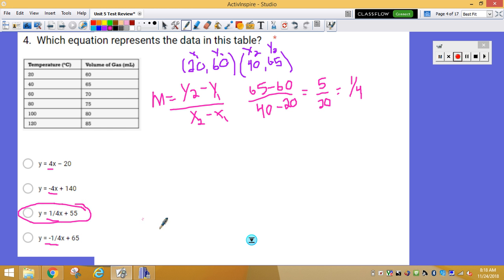If you wanted to keep going, we would go back to this. y minus y1 equals m times x minus x1. And you'd plug everything in and solve it out.